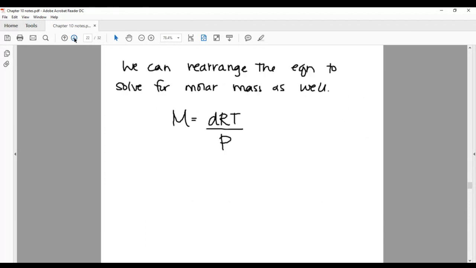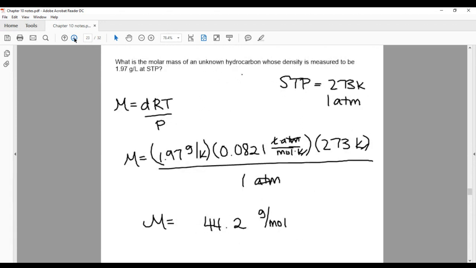Now, if we're given density but not molar mass, we can take that same equation, rearrange it to solve for molar mass, and end up with molar mass is equal to density times R times temperature divided by pressure. So here is an example of this. What is the molar mass of an unknown hydrocarbon whose density is measured to be 1.97 grams per liter at STP? So we're given density.